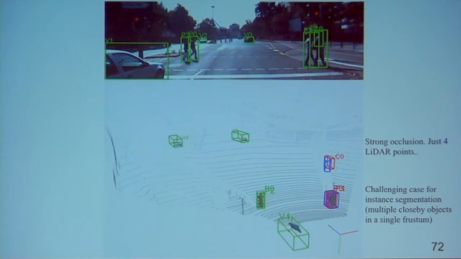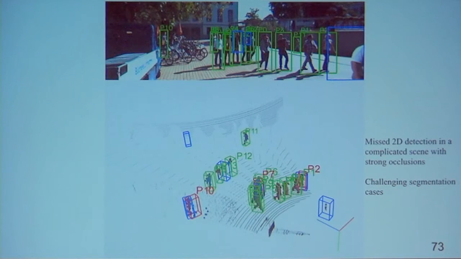The blue box is the ground truth. And then you look at the red box there, and there's strong occlusion. Actually, I don't see it even in the image. C zero, that C means cyclist. There is a cyclist behind those two persons, and those two persons are next to each other, and it's a very hard case. And then again, in this cluttered environment, if you look at P10, P is pedestrian, with a bunch of bicycles, right? So it's very hard to detect in a cluttered environment.